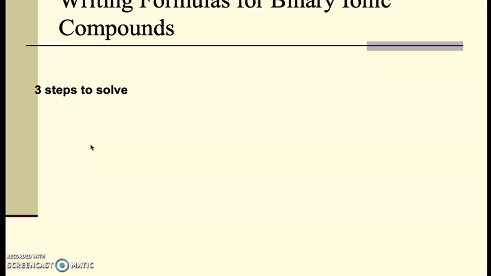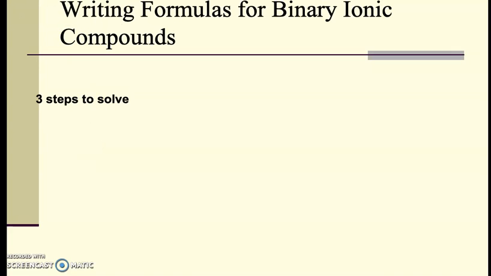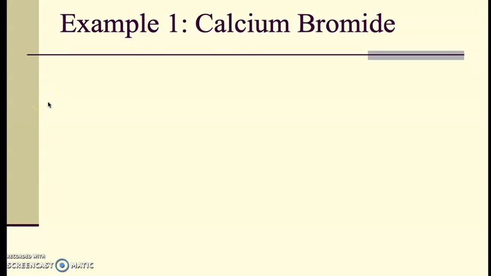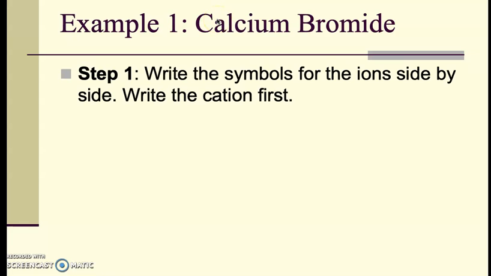Now there are 3 steps for writing formulas for binary ionic compounds that we're going to start with. Let's look at example 1. Here we're given a name and we want to write the formula. Step 1 is write the symbols for the ions side by side, and the cation always goes first. For example, in the periodic table, calcium is Ca, found in group 2A, so it obtains a 2+ charge. Bromine is Br, found in group 7A, has a 1-.